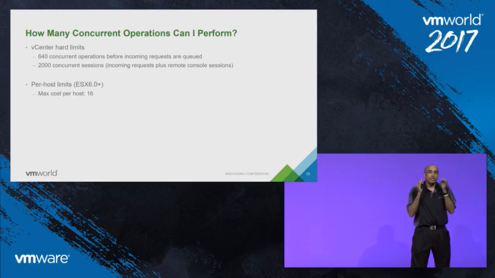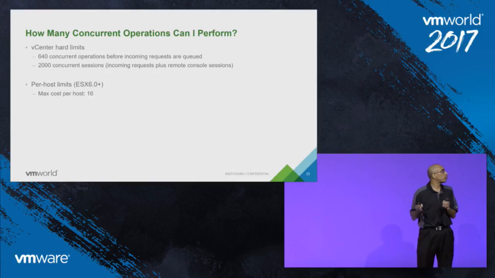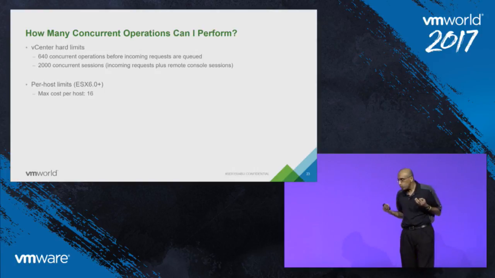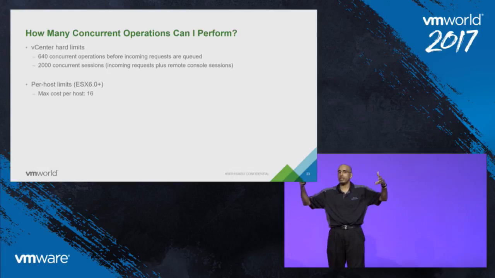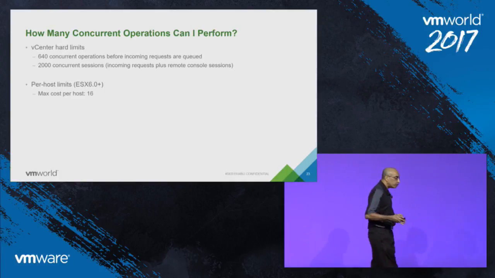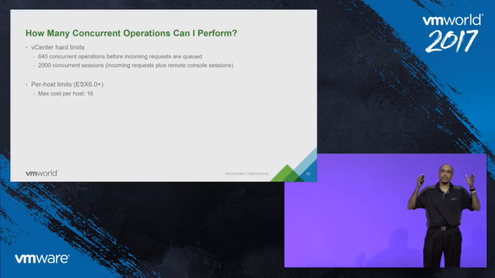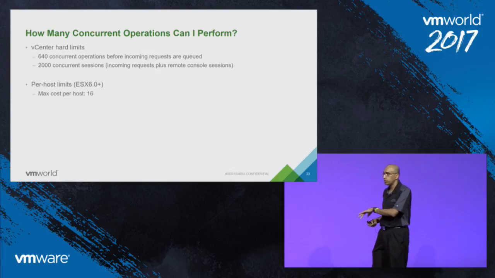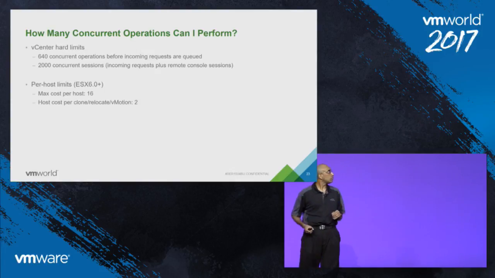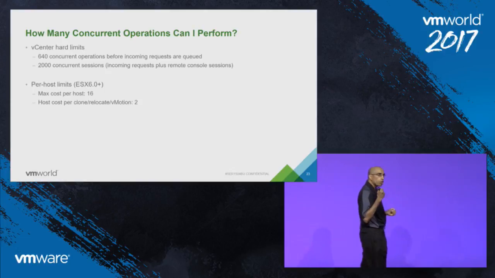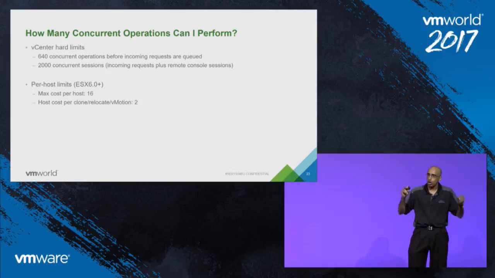For example, your host has a limit to the number of operations that it can do. The way that we like to talk about this is that a host has a fixed number of slots. Once those slots get filled, any operations to that host have to wait. By default, in 6.0, a host has 16 slots. Now, what do operations cost, like the operations Eric talked about with vCbench? If you're a clone, a relocate, or a vMotion, you cost 2 slots.